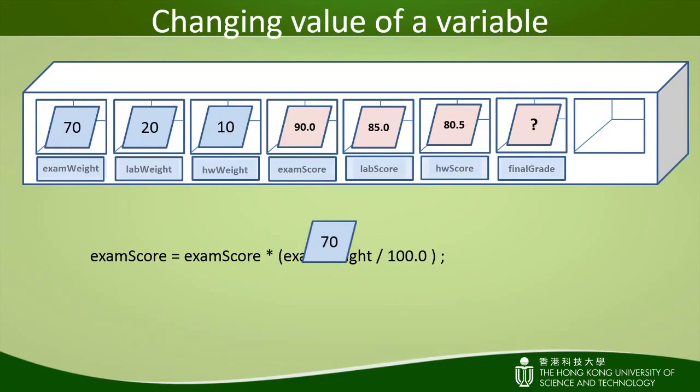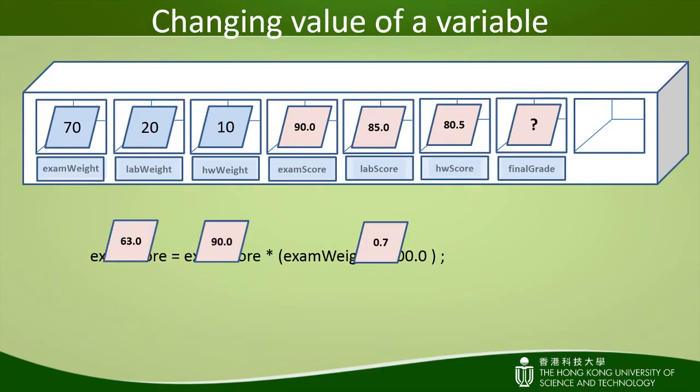If it is divided by another integer, 100, the result would have been 0. But since we are using 100.0, which is a floating point number, the result of the division would be a floating point number 0.7. The value of exam score would then be retrieved from the memory storage for exam score and multiplied with 0.7. The resulting value of 63.0 would then be assigned to the variable on the left-hand side of the assignment statement. The result of the assignment would replace the original value of the memory for exam score by the new value, which is 63.0.